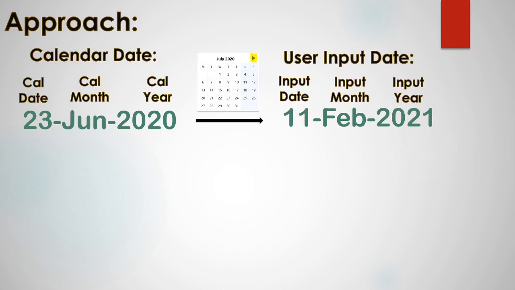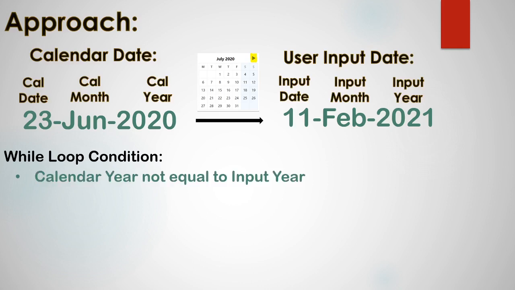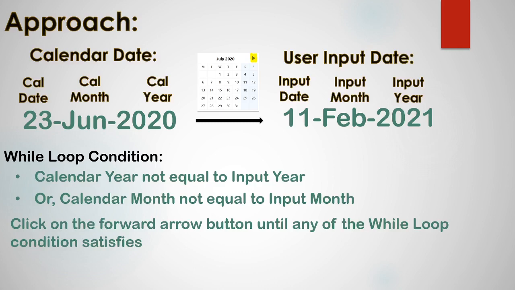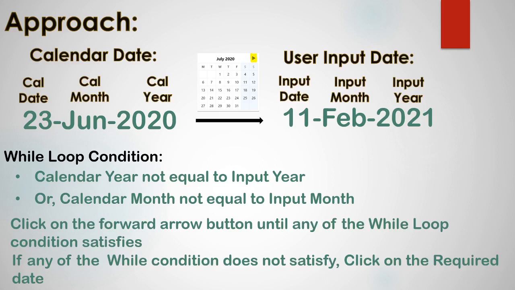We need to click on this forward arrow button. And how many times do we need to click on this arrow button? We need to click on this button based on some conditions in a loop. So we are going to use a while loop inside our automation task, and in the condition we are going to provide: calendar year is not equal to input year, or calendar month is not equal to input month. Now we will click on this forward arrow button until the while loop condition is no longer satisfied. And once the while loop condition does not hold, we will proceed and click on the required date. So let's quickly create a project in Automation Anywhere to automate this calendar.